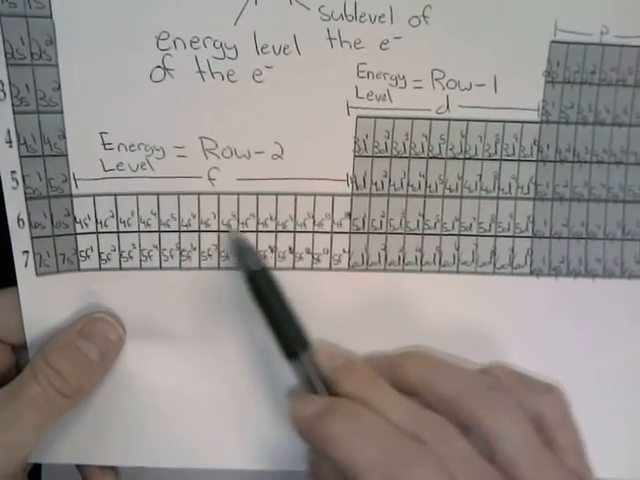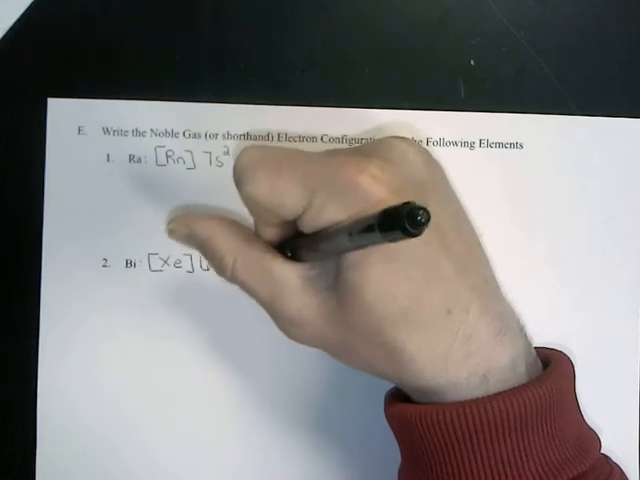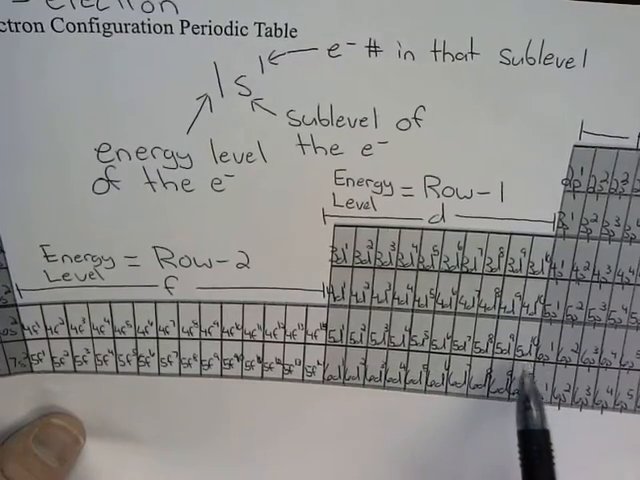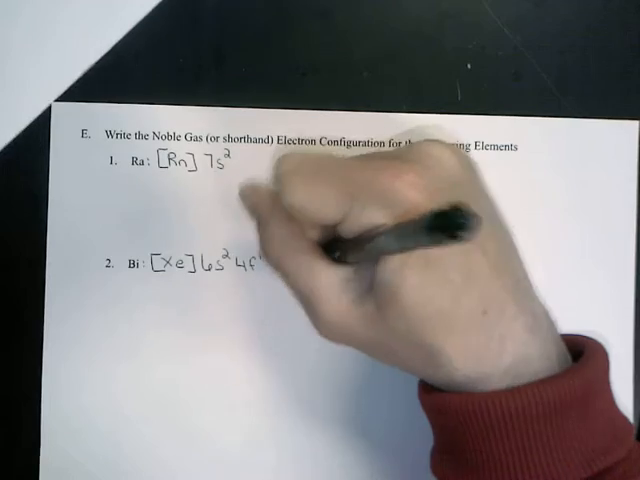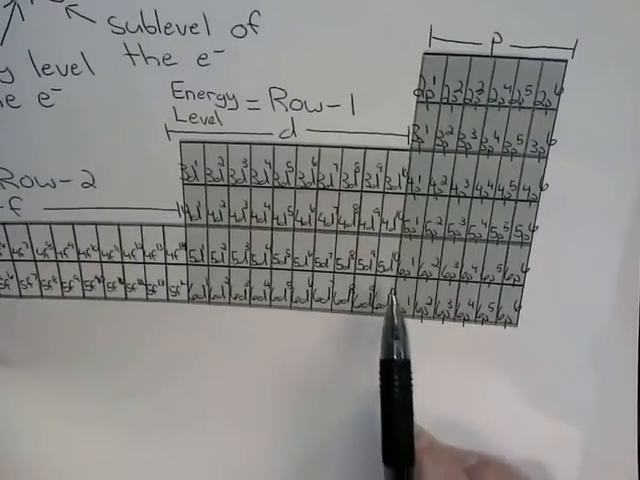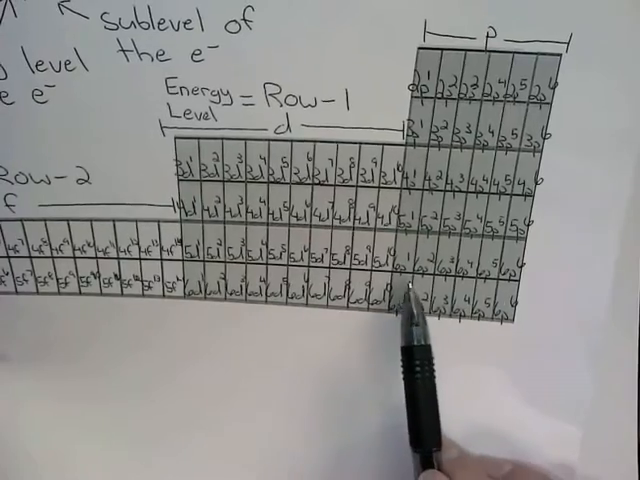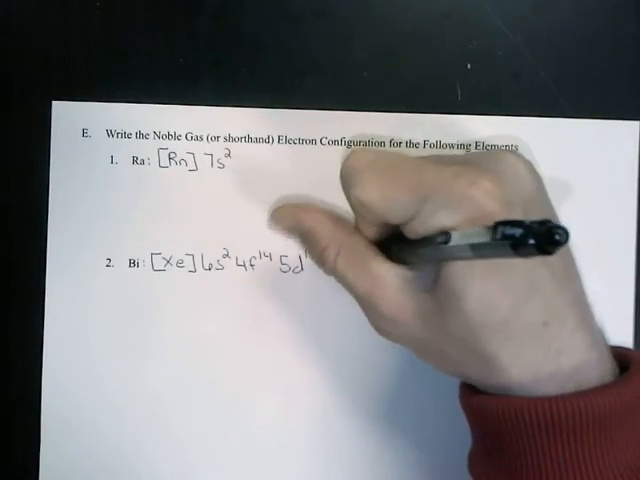Is bismuth, and be careful here, is bismuth in the 4f level? No. So we need all of those 14 electrons, so we have 4f14. We ask ourselves, okay, is bismuth in the 5d level? No. We need all of those electrons, so we'd have 5d10. Is bismuth in the 6p level? Well, yes. What box number? It's the third box here, so we would have 6p3.